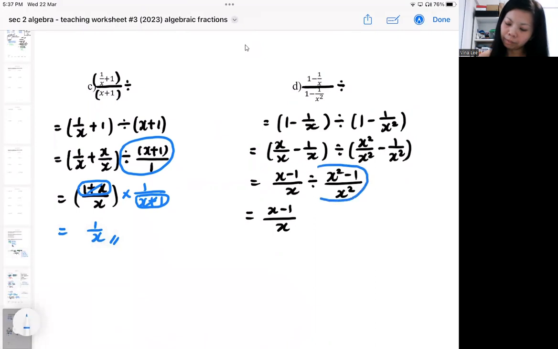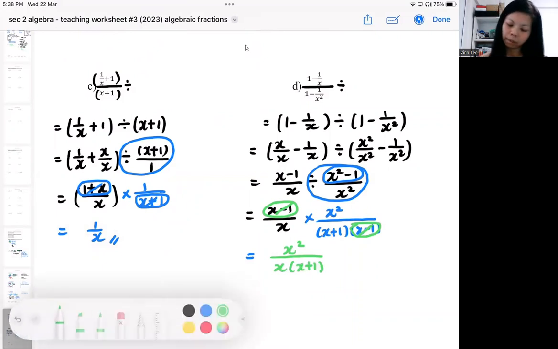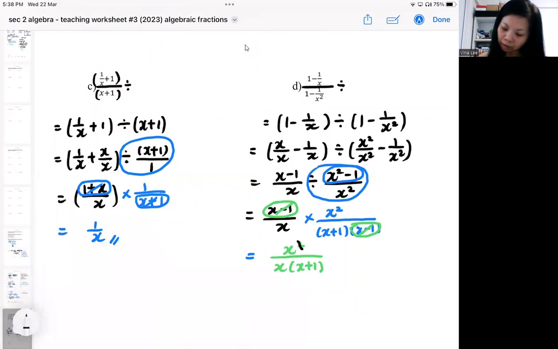Once you get to one single fraction divided by one single fraction, flip the reciprocal, and you see whether you can factorize or not. Are you fast enough to see that there's an x plus y, x plus 1, and an x minus 1? If you do, you will realize that this can be cancelled. Then you're left with x squared over x and an x plus 1. Top times top, bottom times bottom. But this can be cancelled again. So eventually you're left with this.